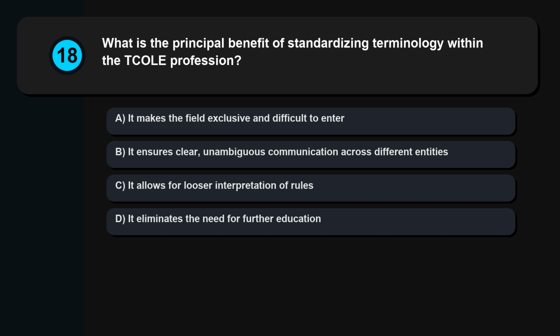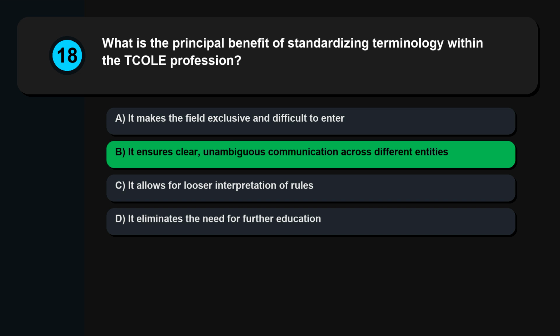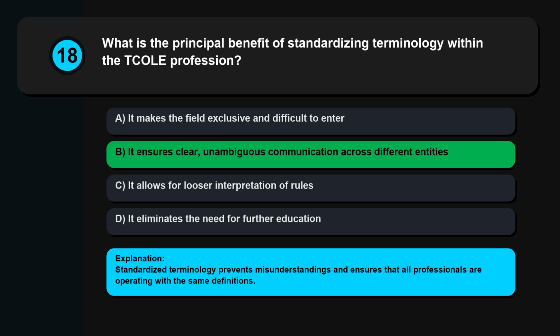Question 18. What is the principal benefit of standardizing terminology within the TCOLE profession? It makes the field exclusive and difficult to enter. It ensures clear, unambiguous communication across different entities. It allows for looser interpretation of rules. It eliminates the need for further education. Standardized terminology prevents misunderstandings and ensures that all professionals are operating with the same definitions.